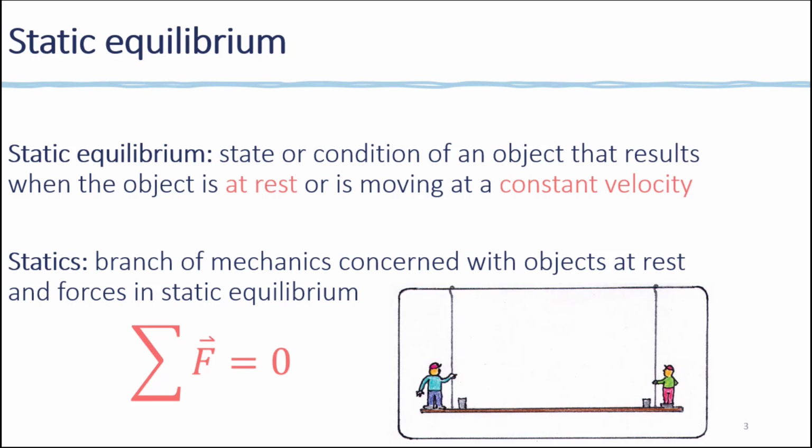If the object is at rest, then the forces are in equilibrium and the object is described as being in a state of static equilibrium. So, static equilibrium is a state or a condition of an object that results when the object is at rest or is moving at a constant velocity. And the branch of mechanics dealing with the study of objects in static equilibrium is called statics. And I guess that makes a lot of sense.